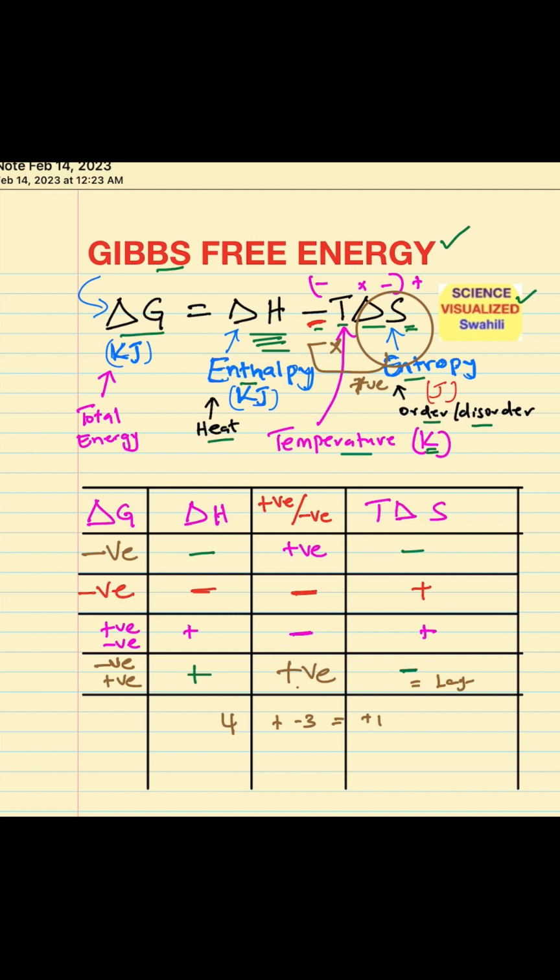So we see that the only time that we can predict that the change in Gibbs free energy is going to be a negative is when the T delta S is a negative.